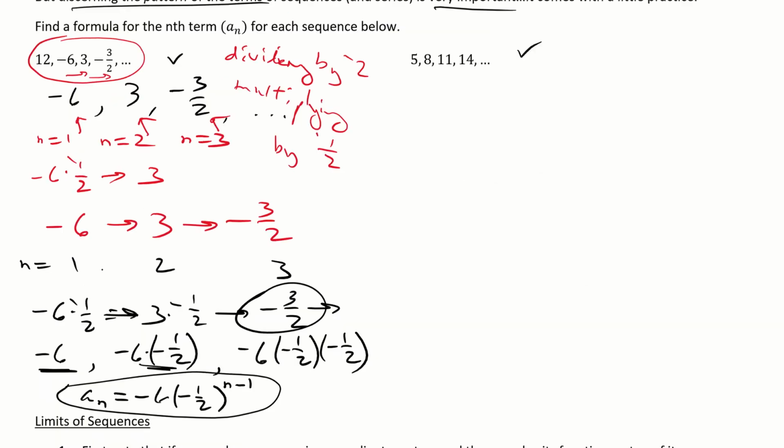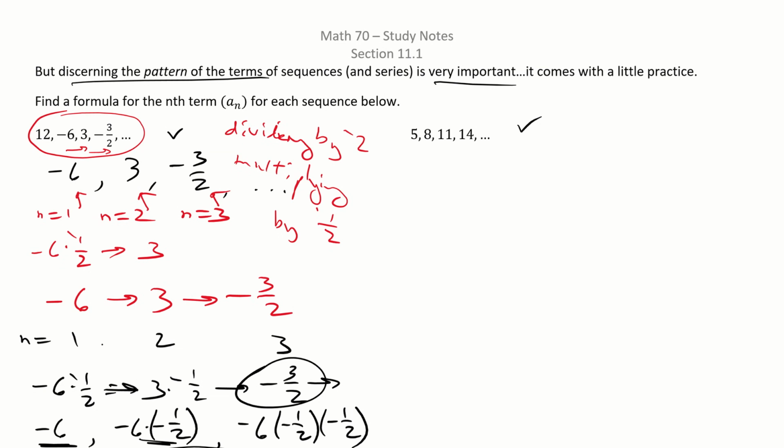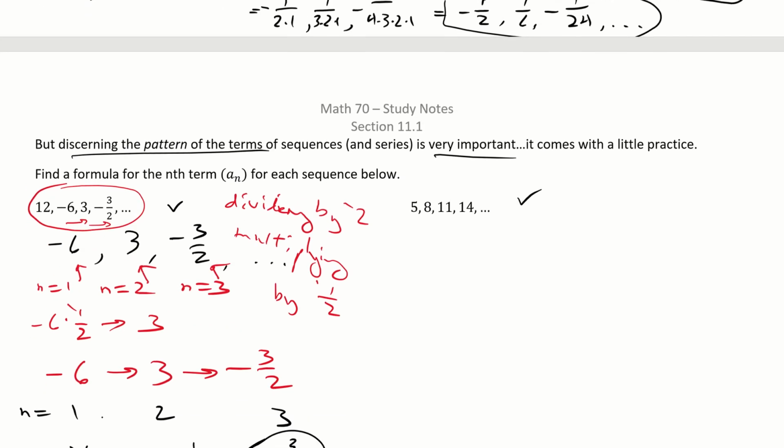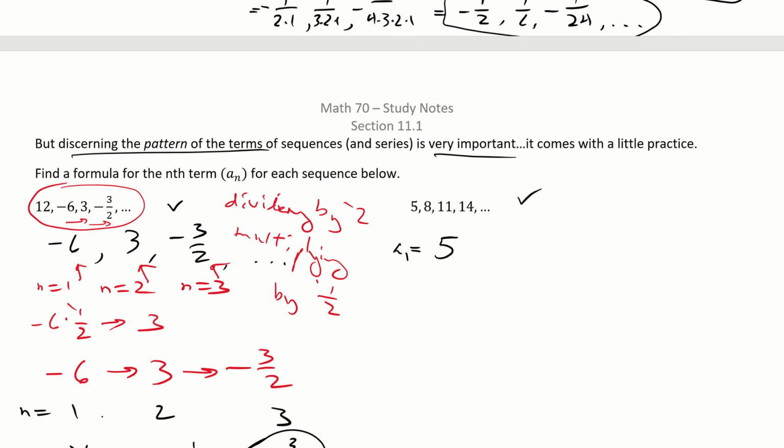I think in the homework you're going to see stuff and you're going to go like, well, okay, so let me map it out. This one might be easier to see. It's a little easier to start with this one. So I have a 5, and by the way, that's called A1. In fact, that's another way to write it. A2 is 8. A3 is 11. And A4 is 14.